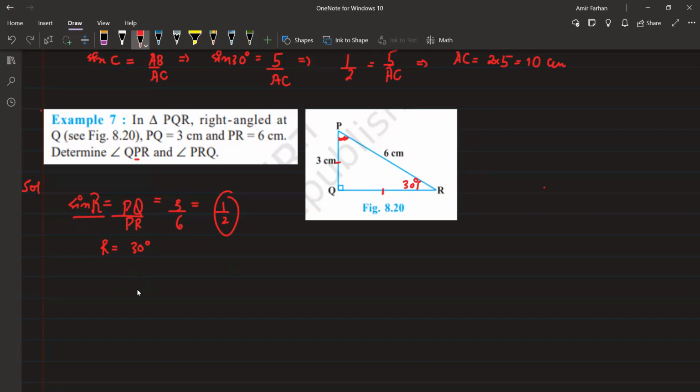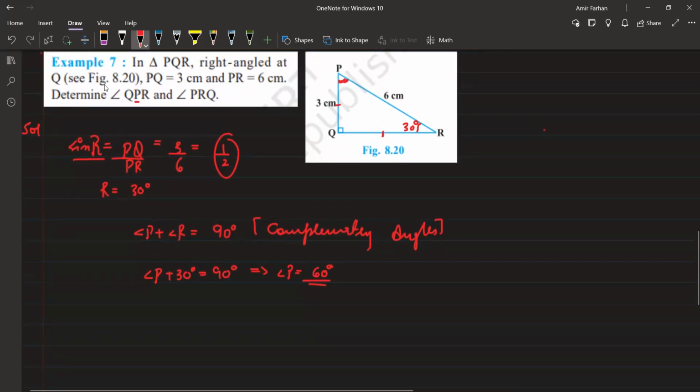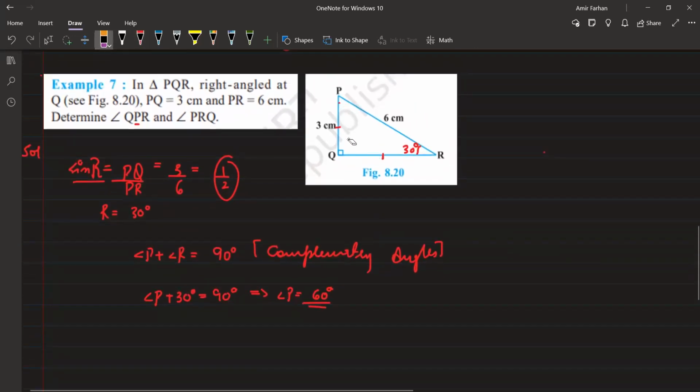So these are called complementary angles. Angle P plus angle R will be equal to 90 degrees. And if P plus 30 degrees is equal to 90, so angle P is coming out to be 60 degrees. Clear? Sorry, I had applied Pythagoras there. Clear?